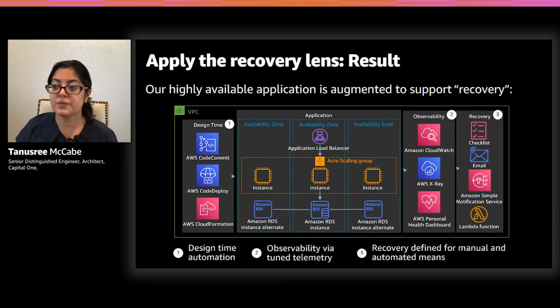We need to make sure the right person is on call. We need to make sure that the right person is reached. And we need to make sure that that right person knows what to do when they see a particular failure. Those things are all covered by our standard operating procedures and checklists.